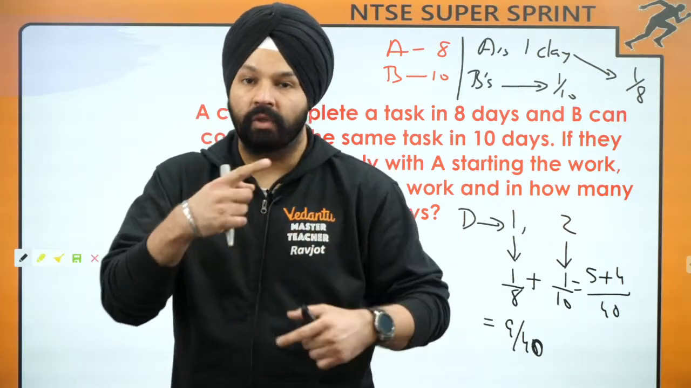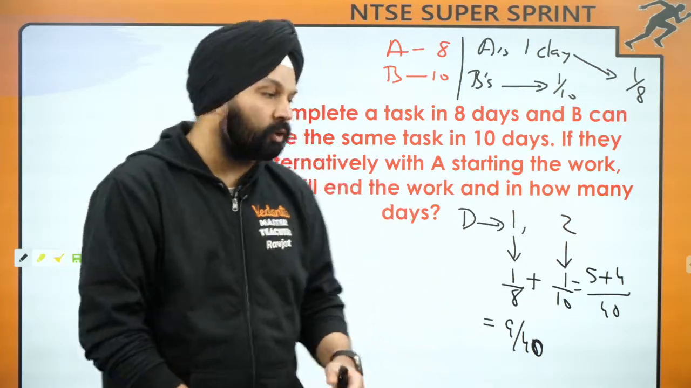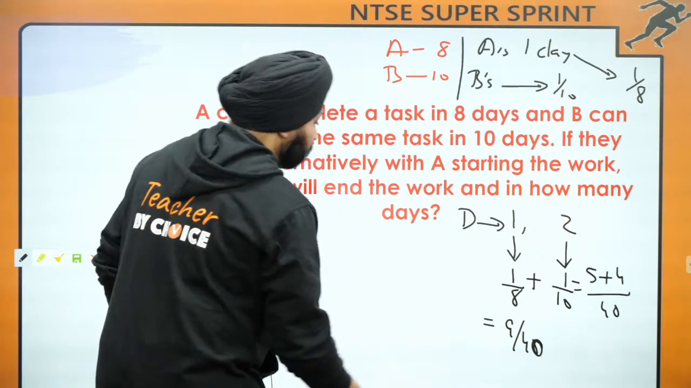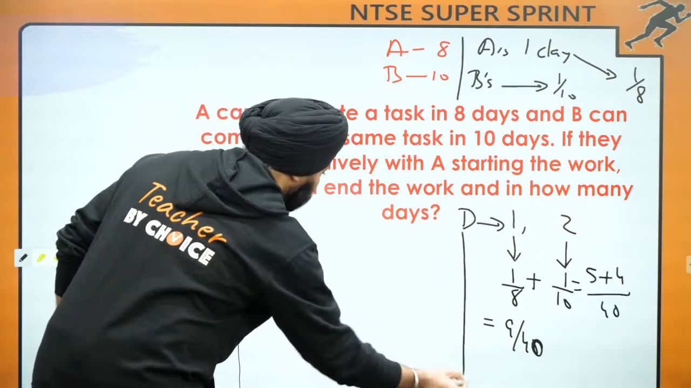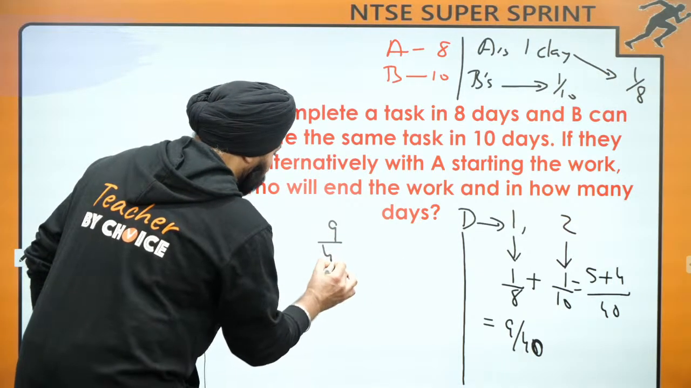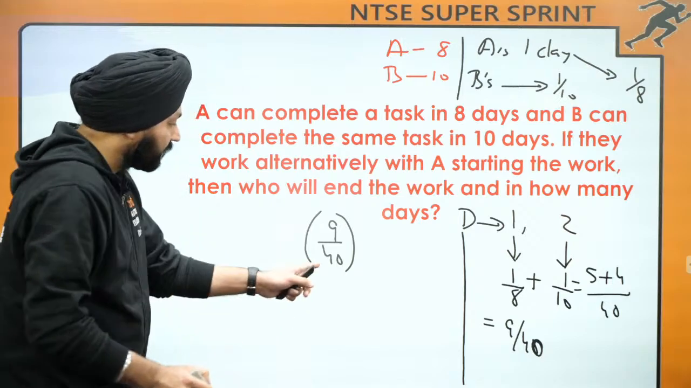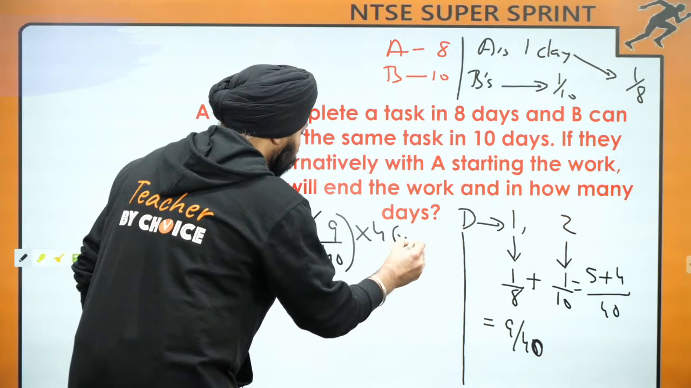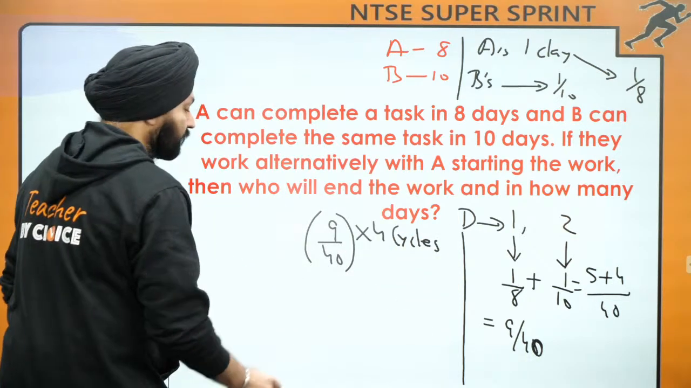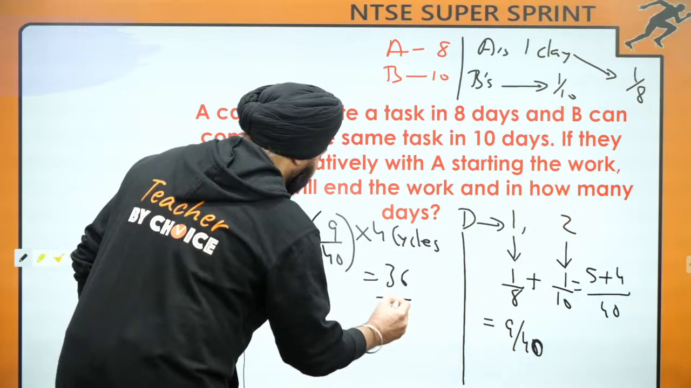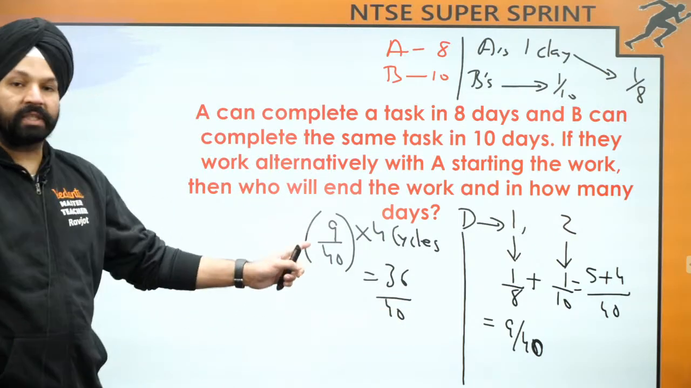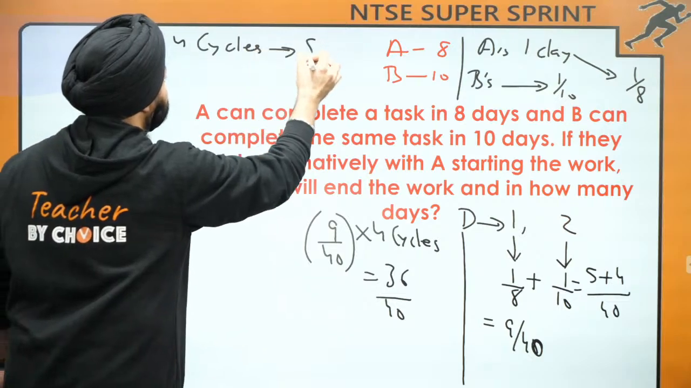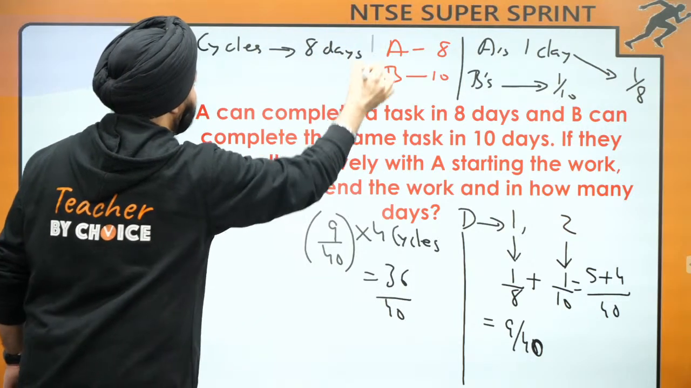Now we need to repeat this cycle. ये 2 दिन का साइकिल है. हमें इसको 1 बनाना है. 9/40 को 1 बनाना है. That is we need to reach 1. So what I will do is 40 के पास 9 4s are 36. I will go for 4 cycles. So how much work is done? 36/40. 4 cycles means 8 days. 8 days are gone.